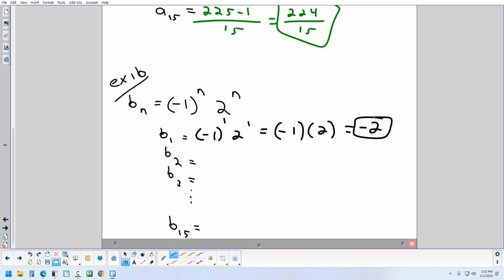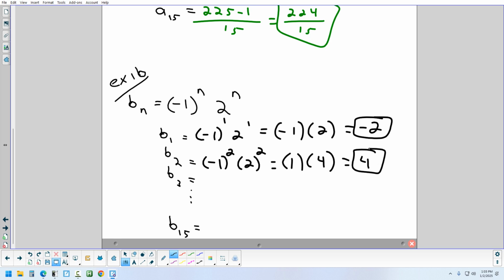All right, let's do the second term. So for the second term, we're going to fill in 2. So you're going to have negative 1 squared times 2 squared. What's negative 1 squared? 1. And 2 to the second power gives me 4. And 1 times 4 is 4. There's your second term.